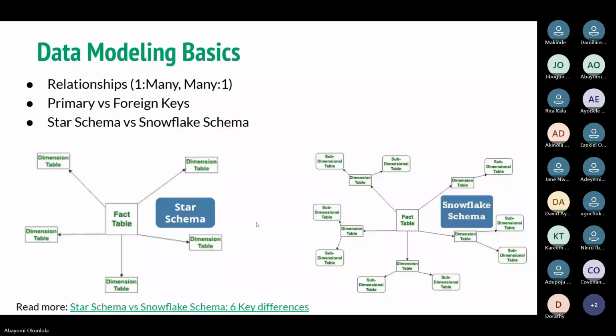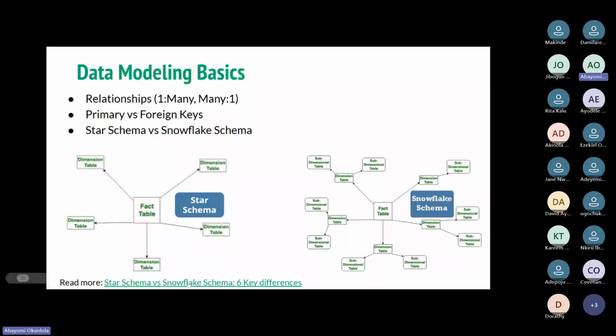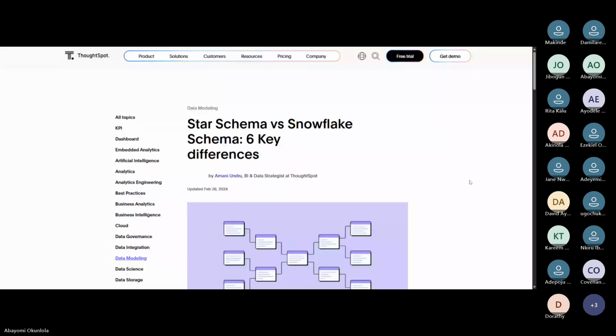And here we have the snowflake. So we have a central fact table, but this one now is a drill down, a drill down of dimension tables and all. So that's where you have the fact table, dimension table, and then the sub-dimensional table. But when you take a look at this document that has been shared here, let me launch it.